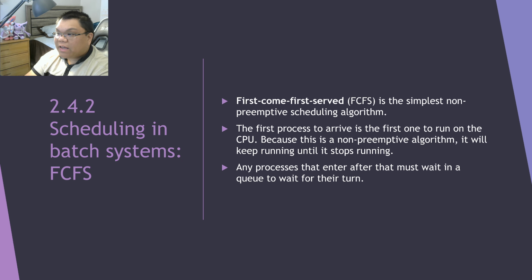So the first one is called first come, first served. This is the simplest non-preemptive scheduling algorithm. Basically, whatever process comes in and falls in line for the queue for the CPU, that is the first process we're going to run. And the next one that falls in line after that becomes the next process that we run. Because this is non-preemptive, it will keep running that process until it stops running. Any processes that enter after that must wait in a queue for their turn.